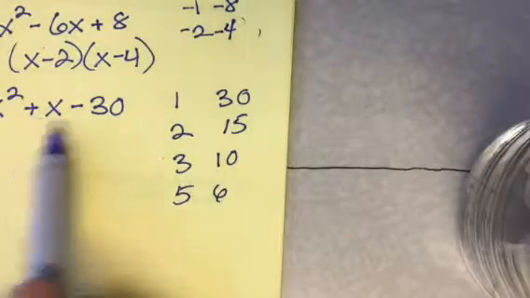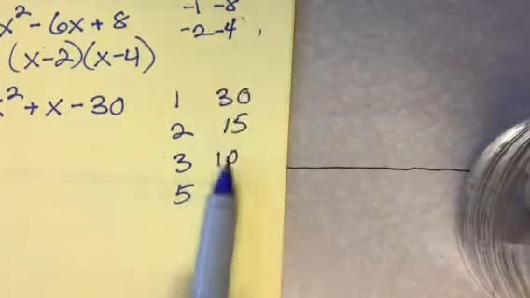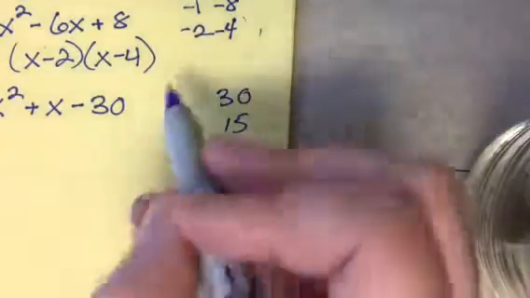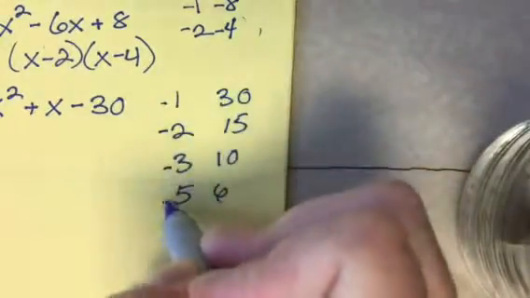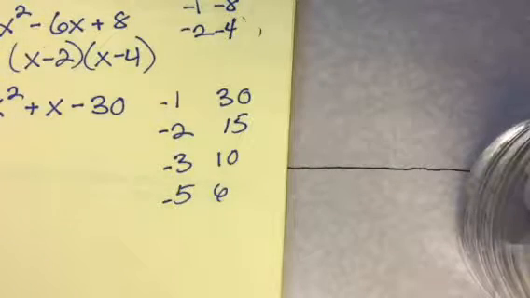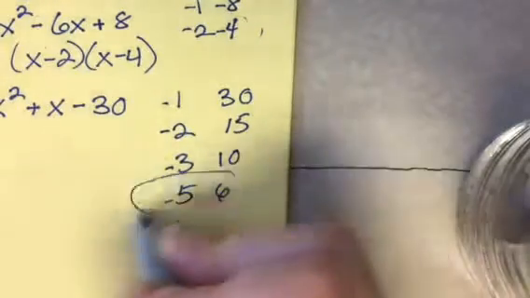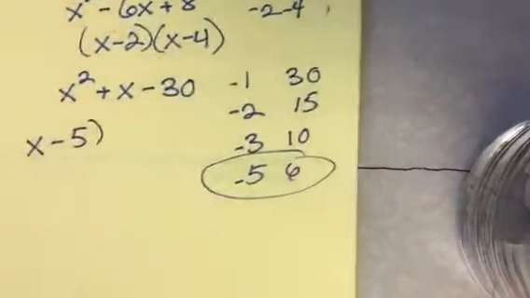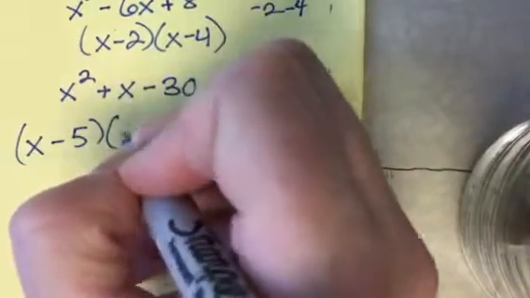They add to make a positive, so that tells us the larger of the numbers are positive. And when I say the larger, like 30 is larger than 1 and 15 is larger than 2. So these must be my negatives. And which then would combine to give me a +1? I think it's down here. So that would be x minus 5, sorry, I'm going off the paper there, times x plus 6.